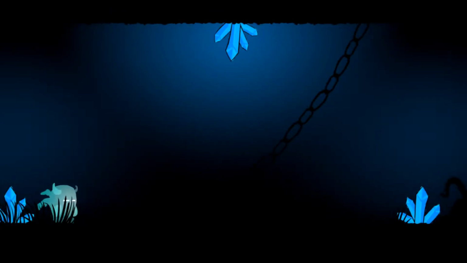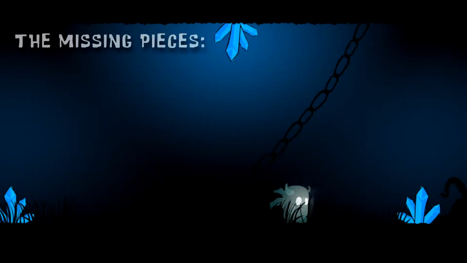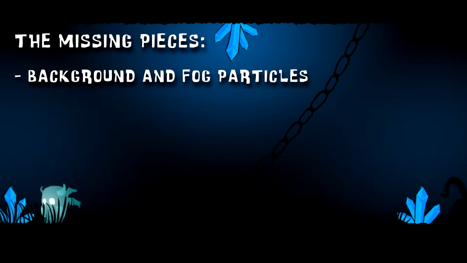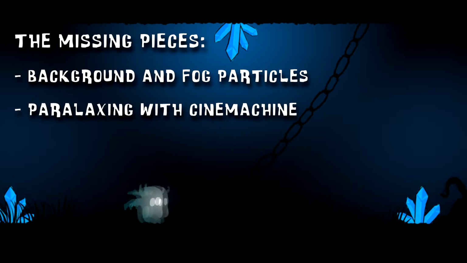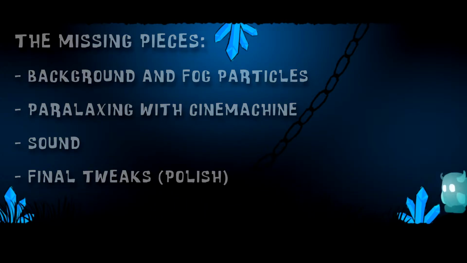We will be starting from where we last left off, so if you haven't already, you might want to check out part 1, where we cover everything up to this point. Although what we have already looks really cool, there are still a few tricks we can do to push it to the next level. This includes background and fog particles, parallaxing with Cinemachine, sound, and a few final tweaks. By the end of the video, we should have something that looks like this.